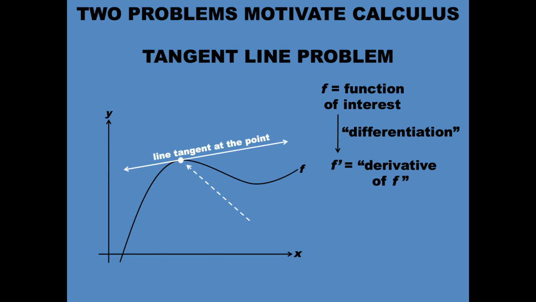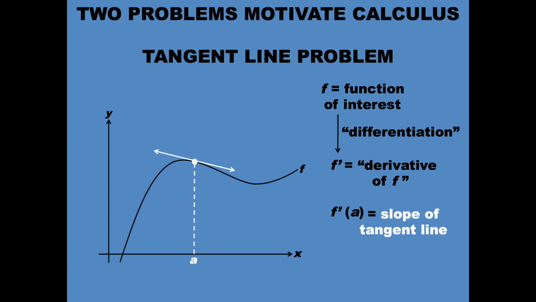The point we chose has an x-coordinate, let's call it a. If we take a and plug it into f prime, then we get out the slope of the tangent line. And we can use this same function f prime no matter which point on the curve we choose.